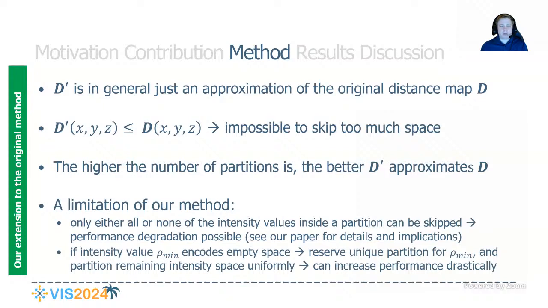A limitation of the method, though, is that only either all or none of the intensity values inside a partition can be skipped. That can lead to a performance degradation. We would like to refer to our paper for details and implications on this issue. If the intensity value ρmin encodes the empty space, it can be beneficial to reserve a unique partition for ρmin and to partition the remaining intensity space uniformly. This can increase performance drastically, as we will see in the results section now.